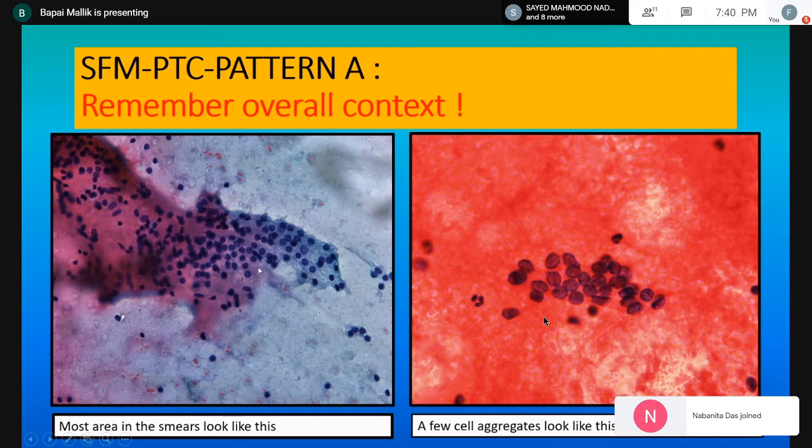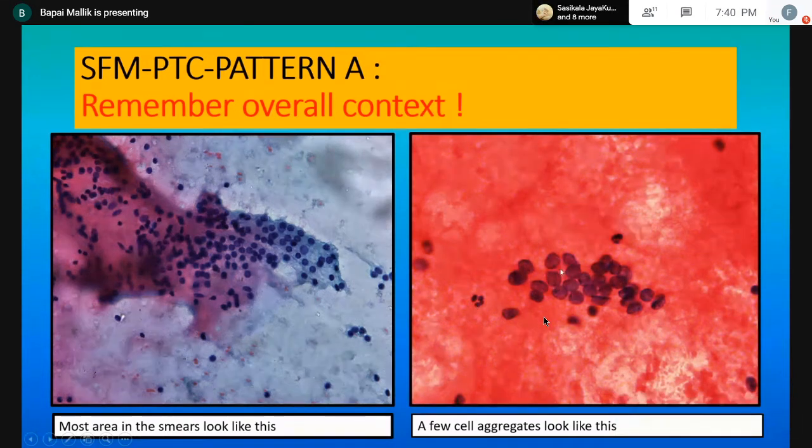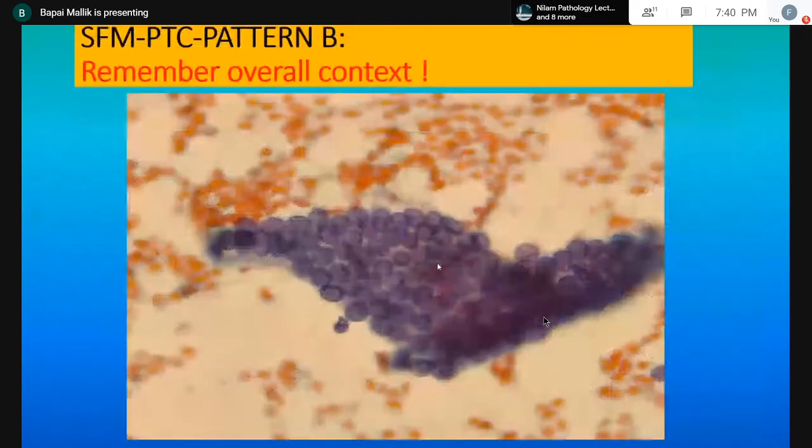And then suddenly you see some areas where you have got these groups of cells. You can see that they have relatively paler chromatin, some amount of nuclear membrane irregularities, and a few grooves lying here and there. So this is the one which you are going to call suspicious for papillary thyroid carcinoma, and this is the so-called pattern A. But of course, you are not going to mention words or phrases like pattern A in your report. This is just for our contextual and conceptual understanding.